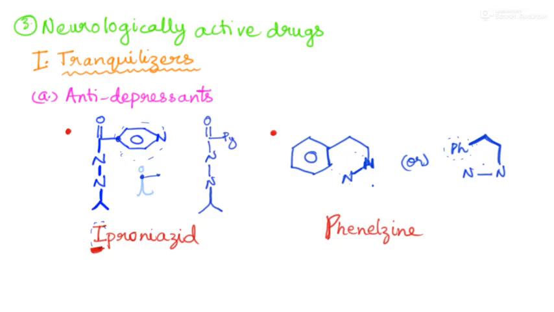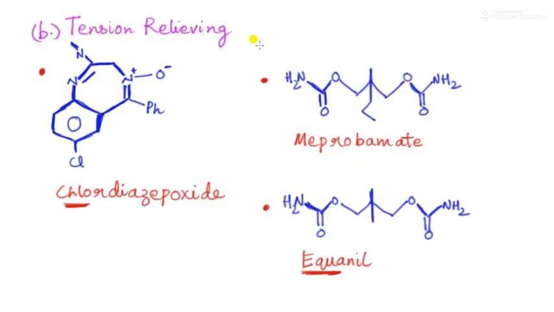So next one. Now here under tension relieving, we have chlordiazepoxide, meprobamate, and equanil. I'll come to this. First we'll do meprobamate and equanil. So for drawing this structure, you could just draw like this simply. First draw a W, then at the ends put oxygen, like this. Okay. Now put oxygens like this, and then NH2 and NH2.